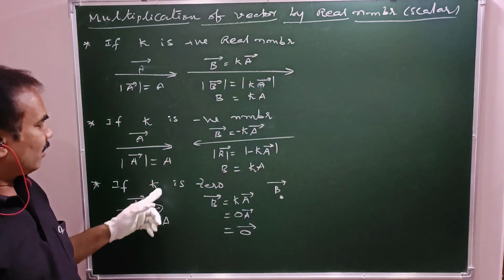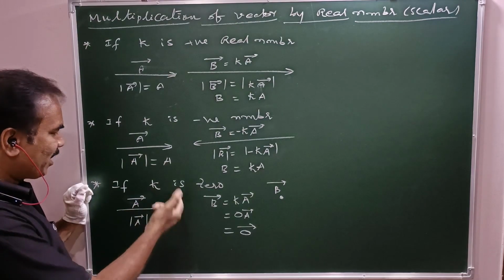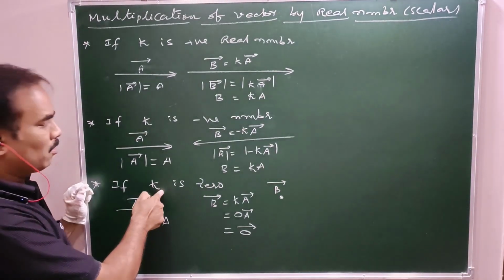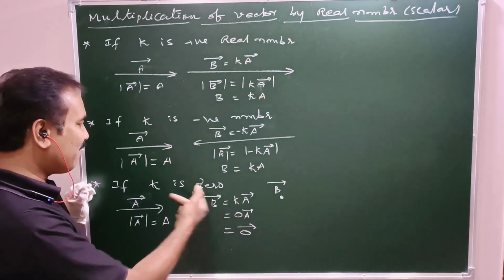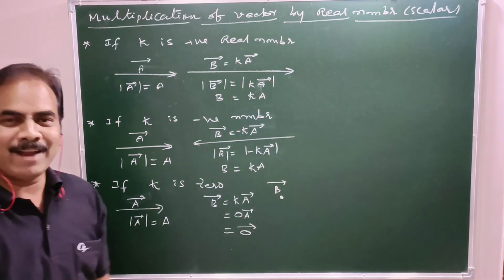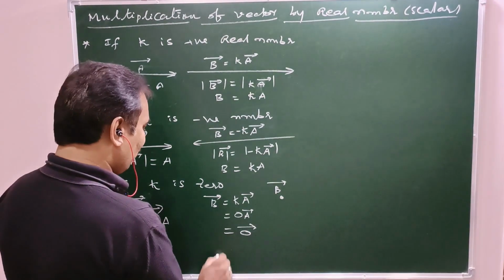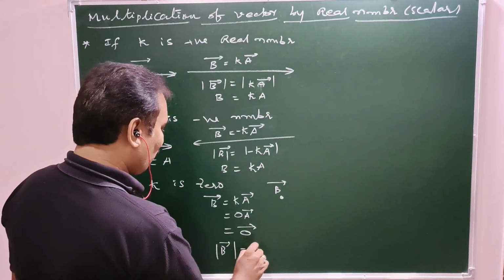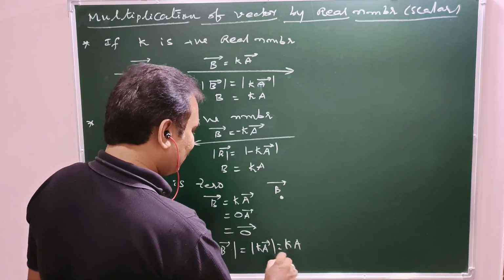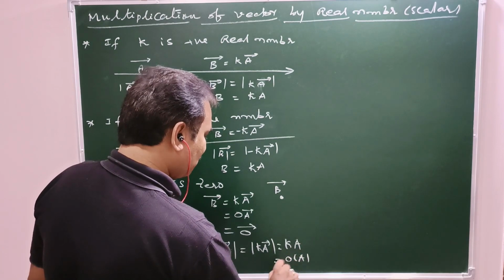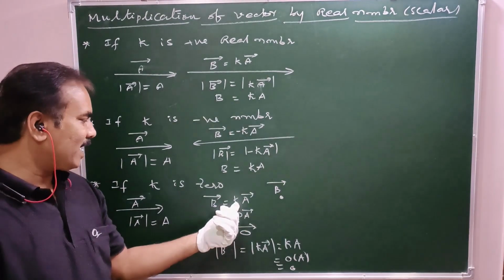If at all k is 0, as an example, say this is the given vector a bar, mod a bar equals a. If it is multiplied by 0, it becomes a new vector b bar equals k times a bar. That is k means here 0, 0 times a bar. That is 0 bar, the null vector. This time we are getting a null vector. What is the magnitude of the null vector? Mod b bar equals mod of k into a bar, that is k times a. That is k means 0, 0 into a, that is 0. What is the magnitude this time? 0. That is k times a once again. Why? Because k is 0.